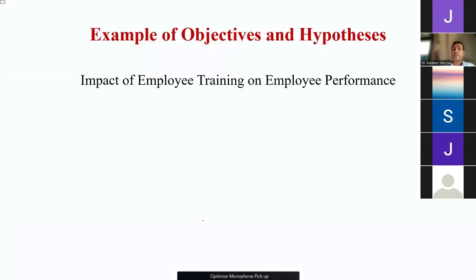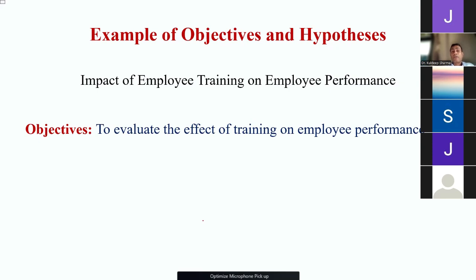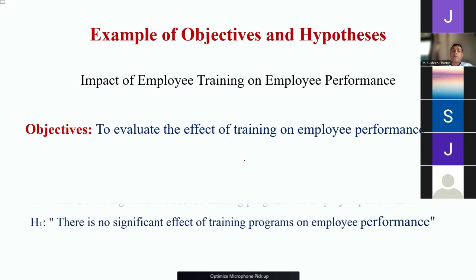Example of objective and hypothesis. First of all, let's see the main title of my study. The main title of the study is Impact of Employee Training on Employee Performance. So I want to study the impact of employee training on employee performance. My objective is to evaluate the effect of training on employee performance.